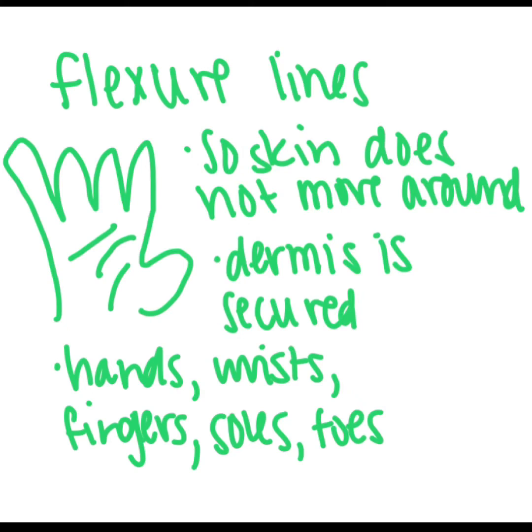The first skin marking I'm going to be talking about is flexure lines, and their purpose is so that the skin does not move around, so the dermis is secured to a deeper layer in your body. As you can see by my picture there, that's what they would look like on your hand. They're little points where the hand folds, and you can find them on your hands, wrists, fingers, soles, and toes.